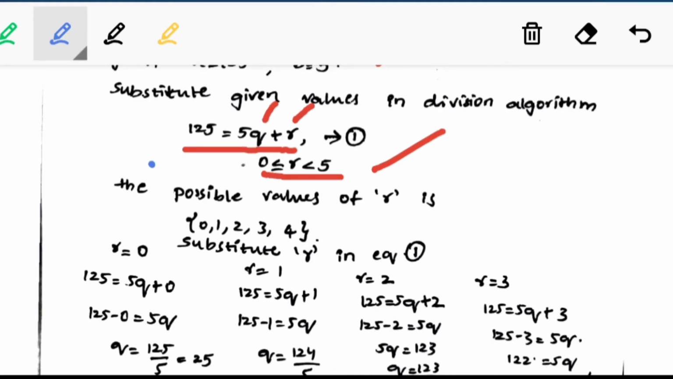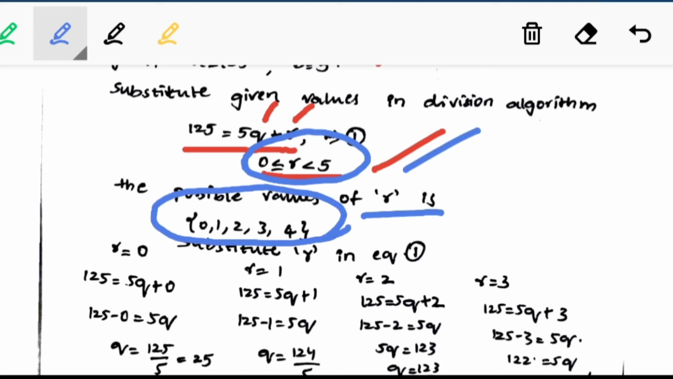Now here is the hint, that is 0 is less than or equal to r less than 5. From this hint we need to find the possible values of r. So the possible values of r can be 0, 1, 2, 3 and 4. Why not 5? Because r is less than 5. We should not include 5 in the possible values of r in this set. And 0 is included because 0 is less than or equal to r.